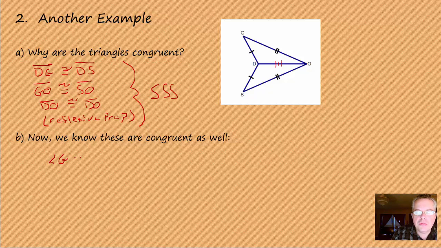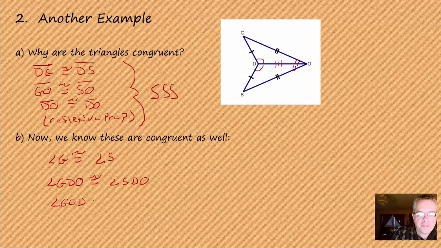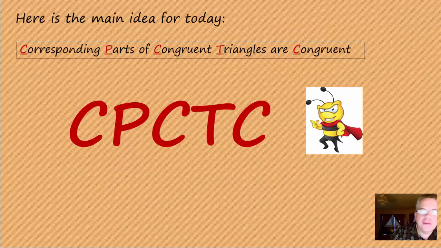So angle G, we now know, is congruent to angle S. And angle GDO, which was this angle right here, is congruent to SDO. And in fact, there's one more thing we know. We know that these two angles over here are congruent. So GOD is congruent to SOD. Why? All of that is because of CPCTC, corresponding parts of congruent triangles are congruent. In fact, that's the main theme of today.